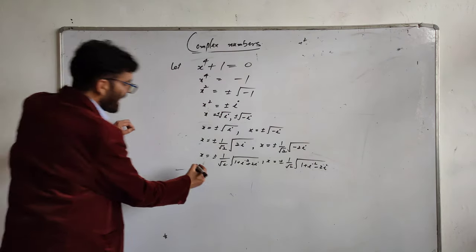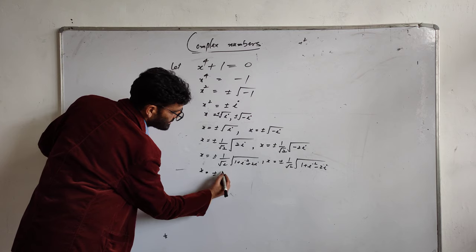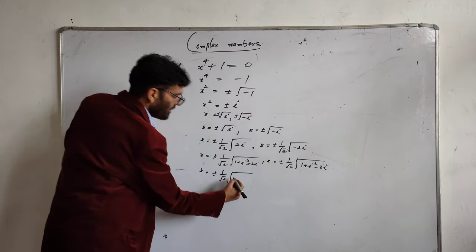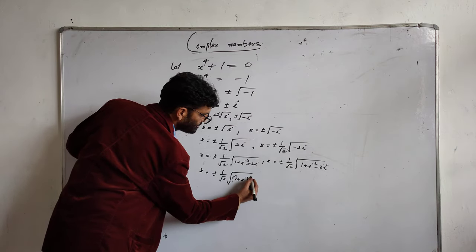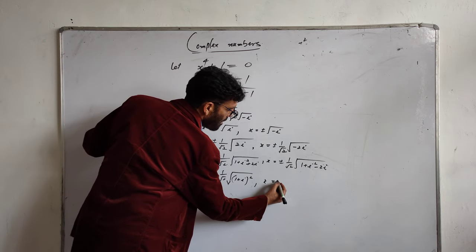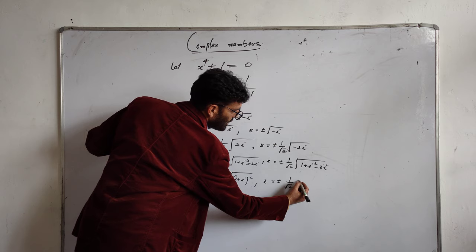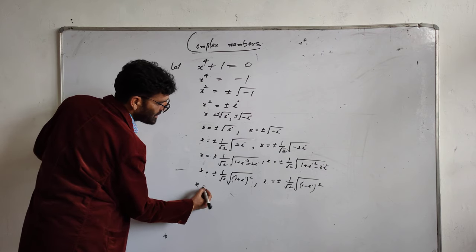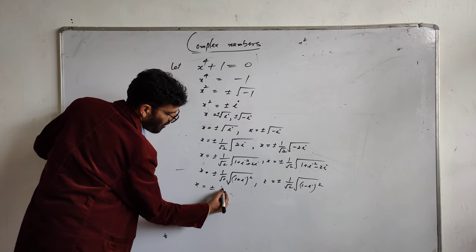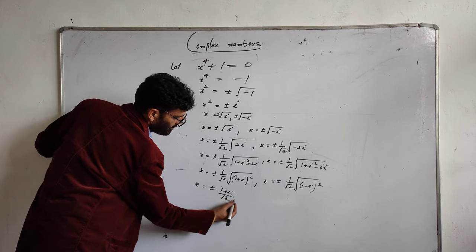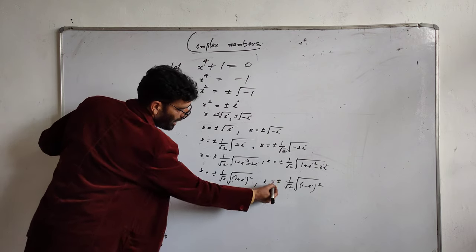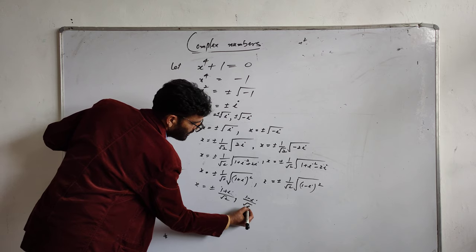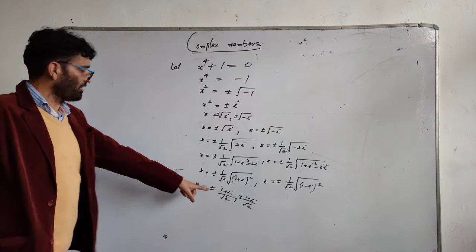Once again, x is equal to plus minus 1 by root 2, under root of 1 plus iota whole square. And x is equal to plus minus 1 by root 2, under root of 1 minus iota whole square. That is, x is equal to plus minus 1 plus iota divided by root 2. Second, the other two roots are here: 1 minus iota divided by root 2, here also plus minus. Clear? Now your roots are here.